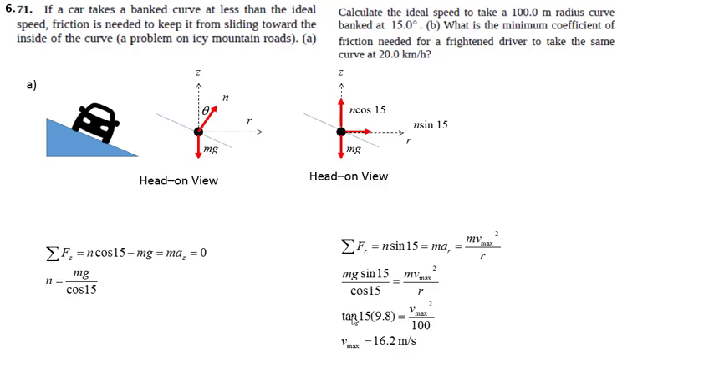And then here I've plugged in all the numbers that I know. The m's cancel. And so I'll have tangent of 15 times 9.8 equals v squared over 100, because my radius is 100. And then I get that I should not call this maximum speed. I should call this the ideal speed, which is 16.2 meters per second. So all of this is exactly like what we did in the lecture video.